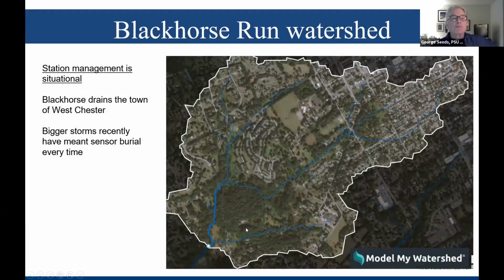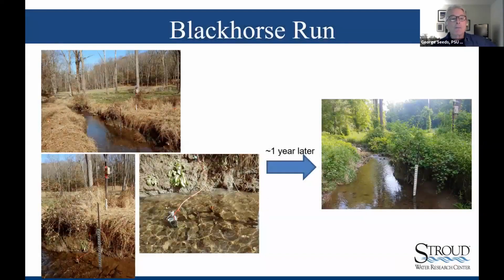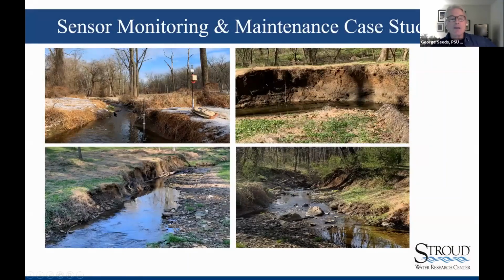So this is a picture of the Black Horse Run watershed, and as I said, bigger storms recently have meant that sensor burial happens almost every time. These are pictures of this sensor; this is what it looks like currently. Here are some examples of why we see so much sediment. This is just upstream from the sensor, these big washouts along the bank.